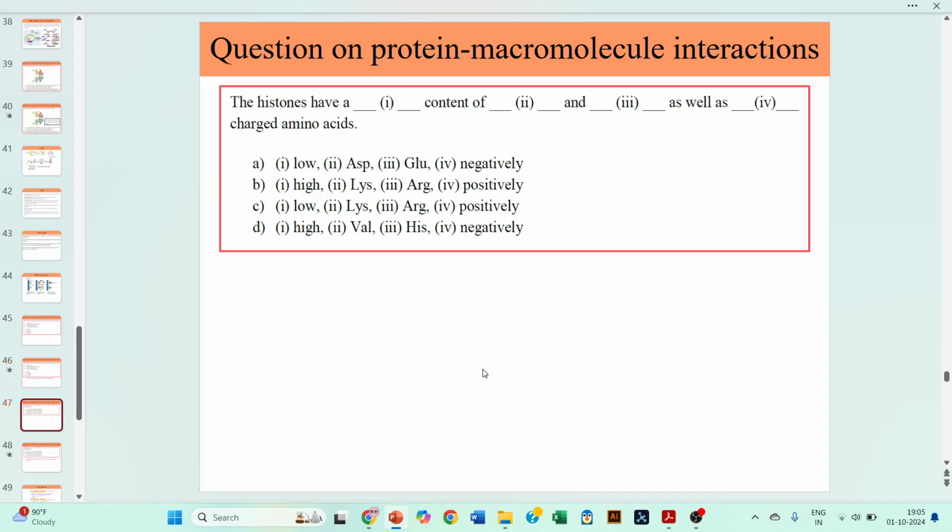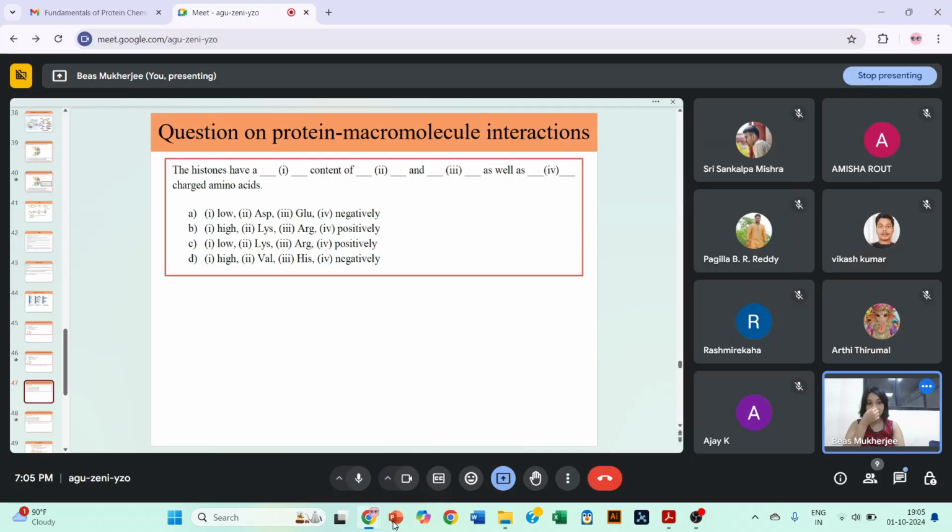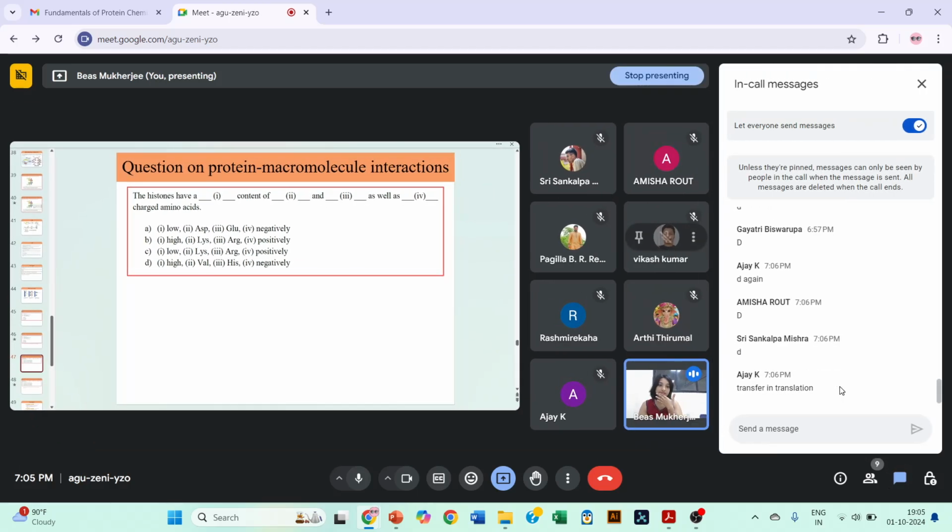Okay, so next is a very general question. Of course, you know this. Yeah, it is used in translation. It is useful in translation, correct. So it is basically recognizing the codons in your mRNA.